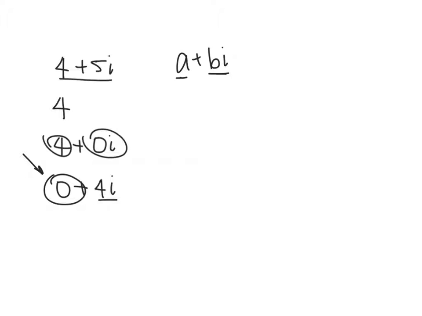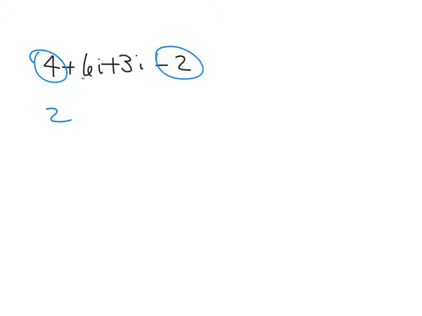Okay, so what do we do if we're going to try to add these imaginary numbers together? Let's say that we have 4 plus 6i plus 3i minus 2. So to add these is pretty simple. You just add the real numbers. 4 minus 2 is 2. And then you add the imaginary numbers. 6 plus 3 is 9. And you're done. And you leave it in that format. Real number here, imaginary number there, and you're good.